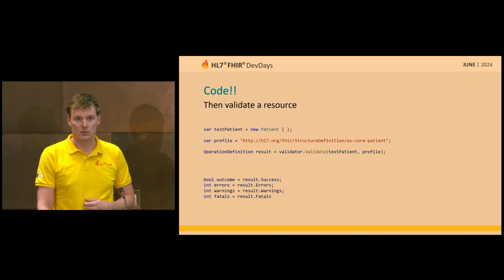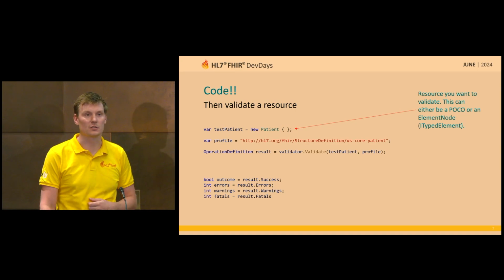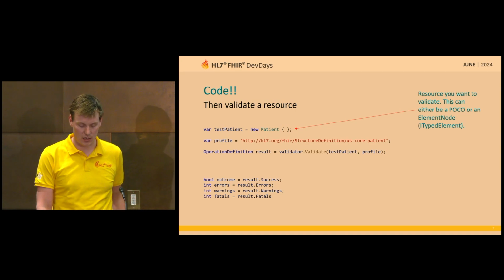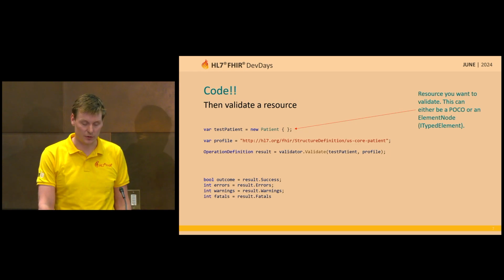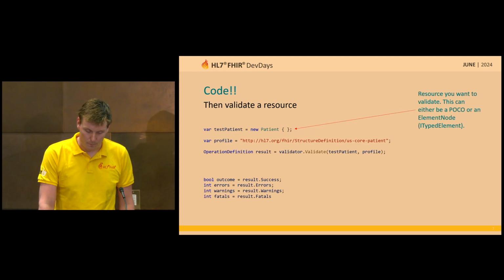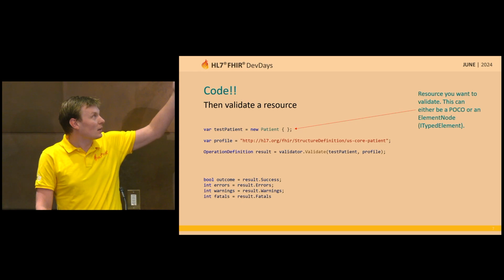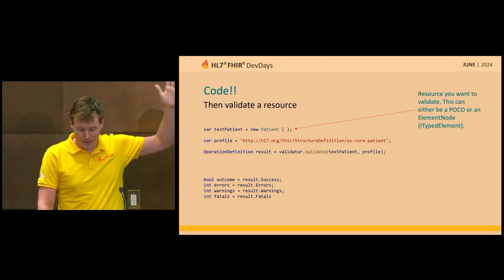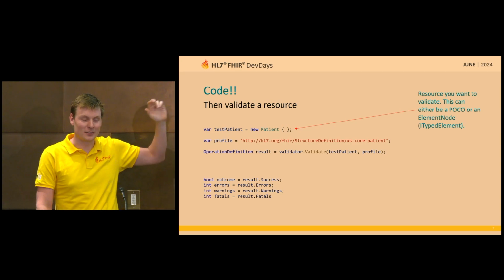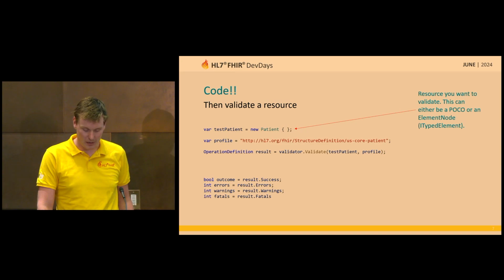Next, you want to validate an actual resource. So you have your patient resource here, called test patient in this case. It's empty, so it will probably not validate because it needs required elements. This can either be a POCO, or an ITypedElement or ElementNode. If you don't know what that is, be happy. You only need it in advanced use cases, but it can also take an ITypedElement if you know what it is.